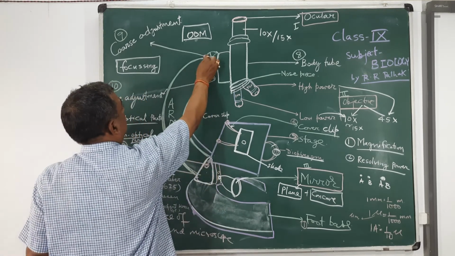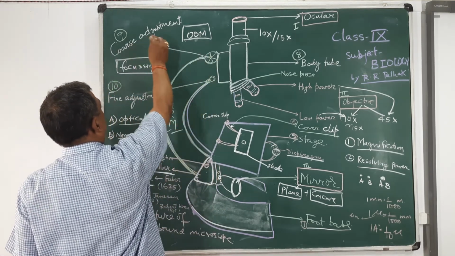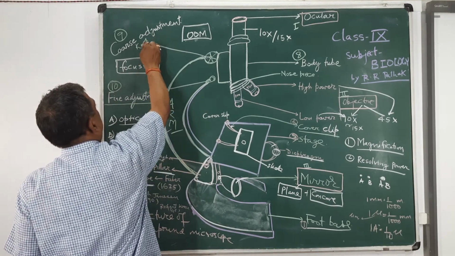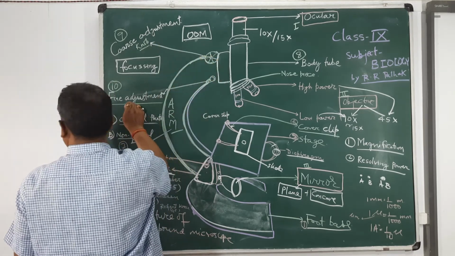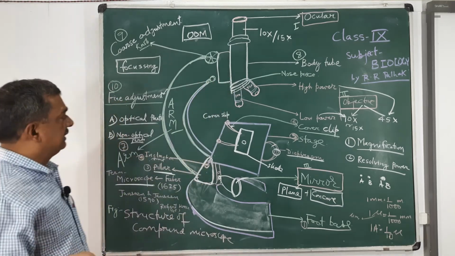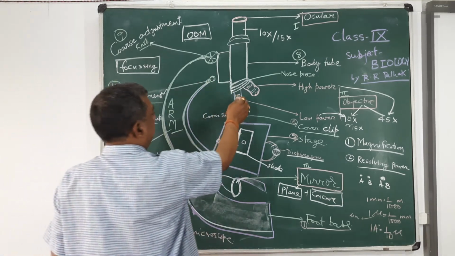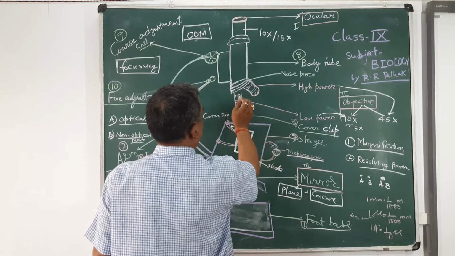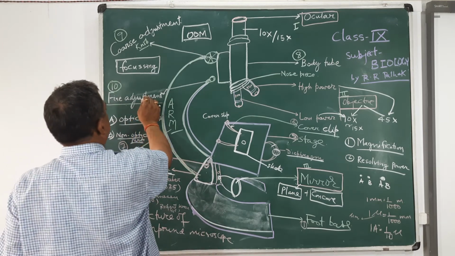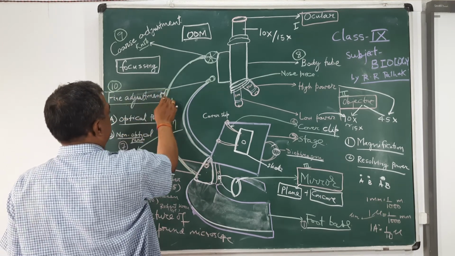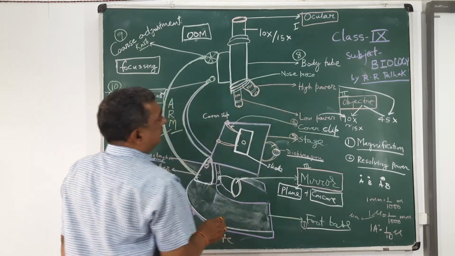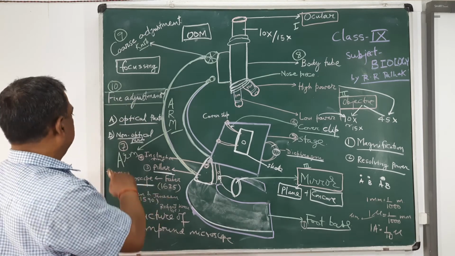In the arm, there are two types of knob. One is called the coarse adjustment knob, which is thicker, and another is called the fine adjustment knob. Generally, coarse adjustment is used to see the object with low power magnification, maybe 10x or 15x. Fine adjustment is used to see the objects with high power magnification, and they are connected with the nose piece, already discussed in the optical parts.